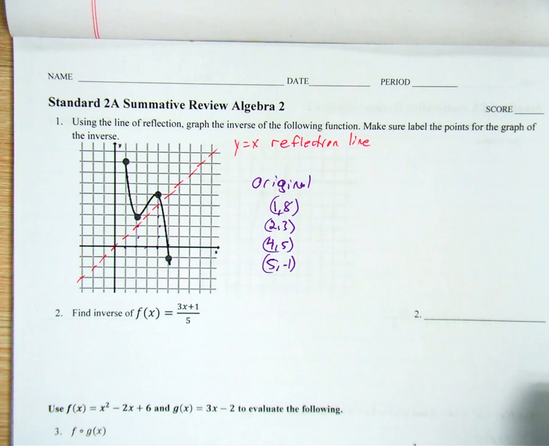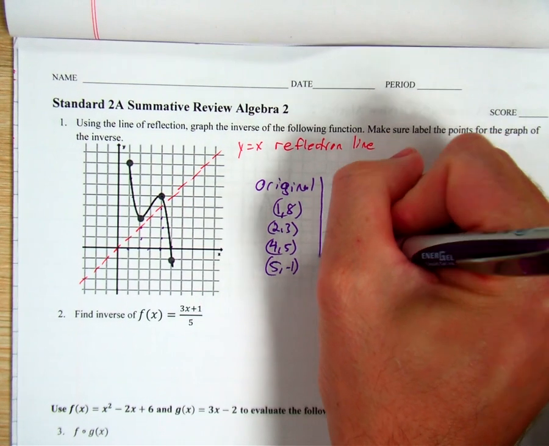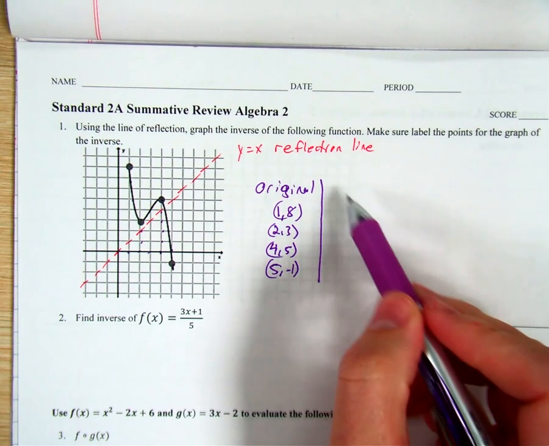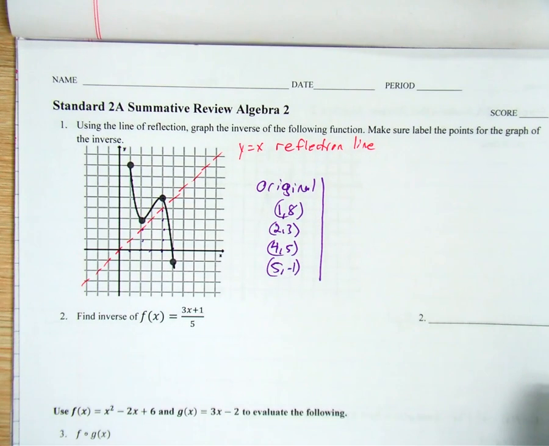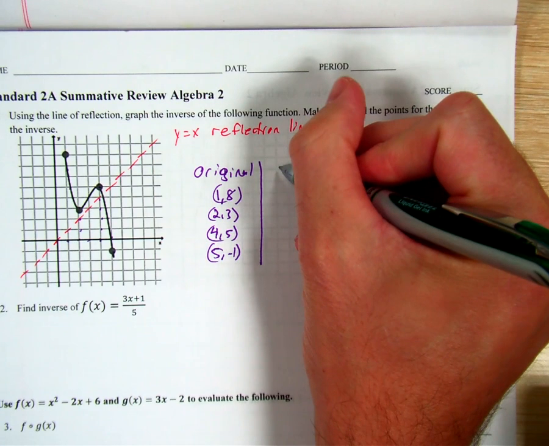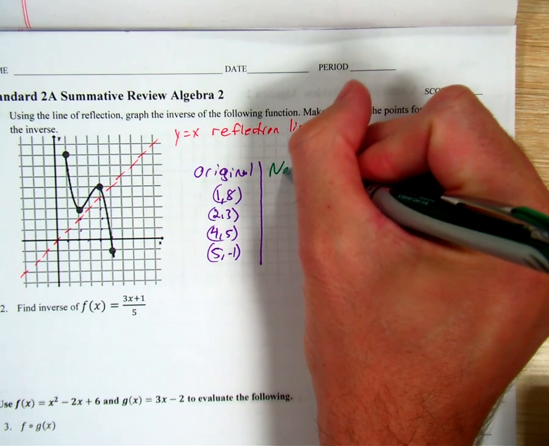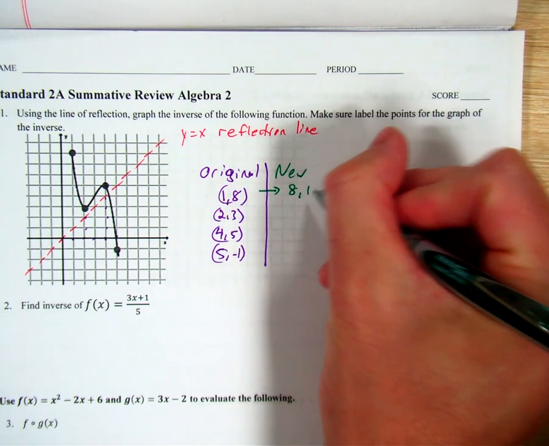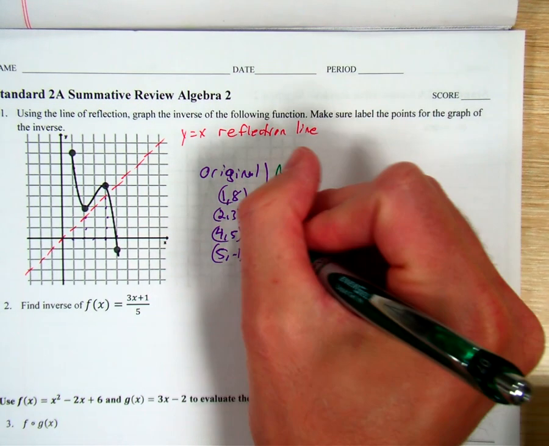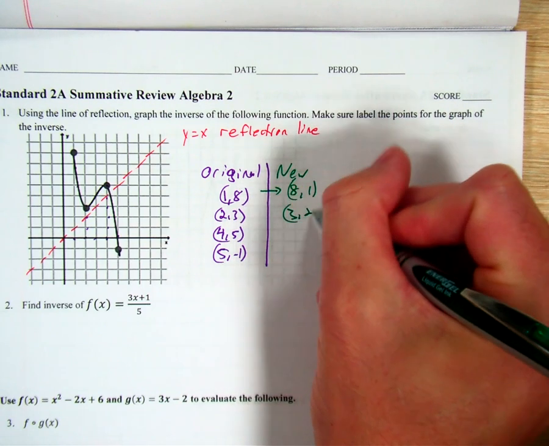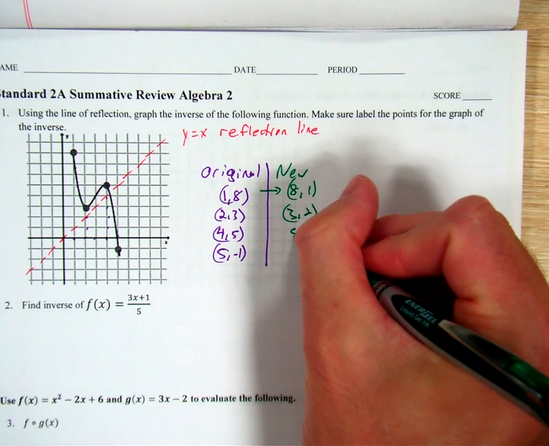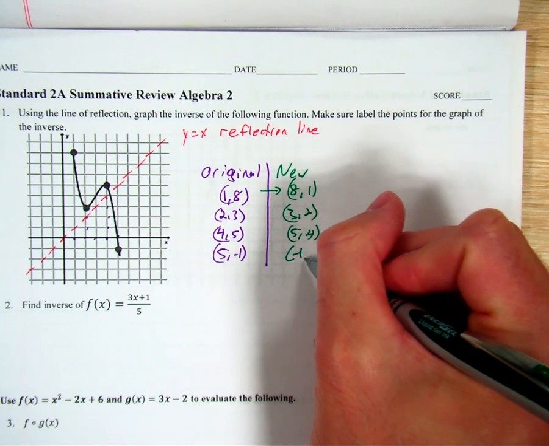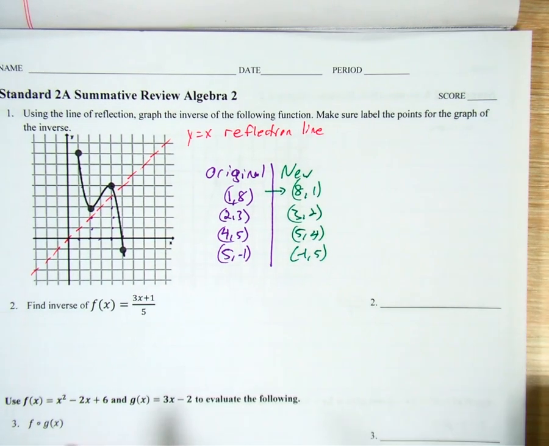If you want to get fancy and label these A, B, C, D, and then A prime, B prime, C prime, D prime over here, we can. Here's our reflection. So 1, 8 is going to flip to 8, 1. 2, 3 flips to 3, 2. 4, 5 is going to flip to 5, 4. And 5, negative 1 is going to be negative 1, 5.